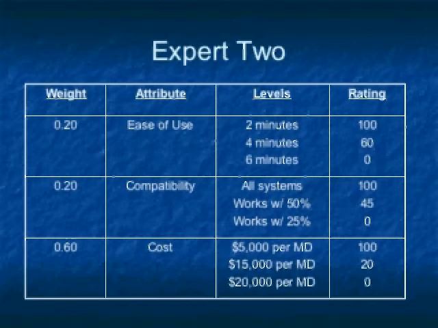This chart shows the preferences of our second expert, the CEO of the hospital, after an individual interview with the analyst. Giving a weight of 0.6, this expert values low cost above all other attributes, and the weights for ease of use and compatibility are equal at a value of 0.2. The reason for the high level of importance placed on cost could be due to the fact that the CEO wants the most cost-effective system for the hospital.